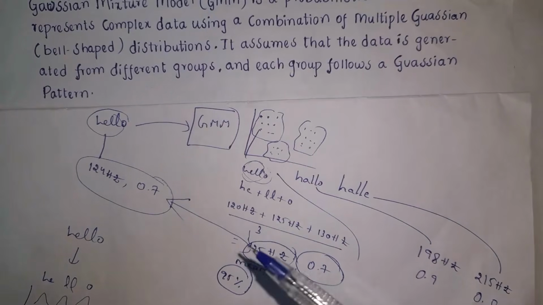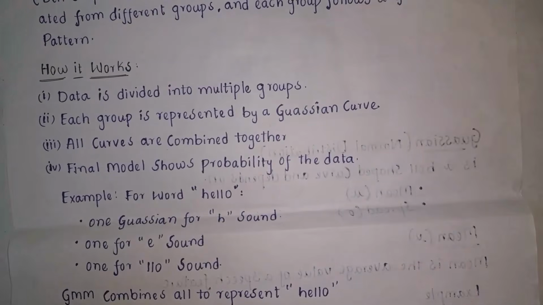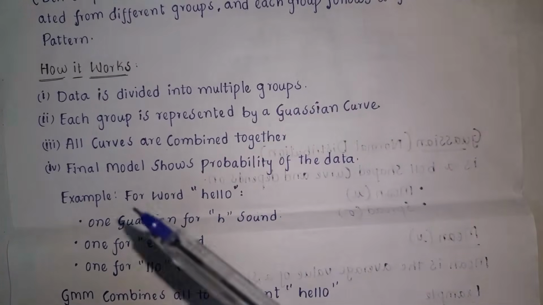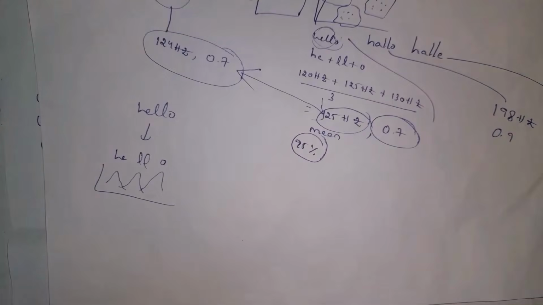As all these are similar, they are placed in this group. This is how this model will work. At first, data is divided into multiple groups, and each group is represented by a Gaussian curve. And at last, all these curves are combined for the final result. After combining all these curves, the final result is identified.